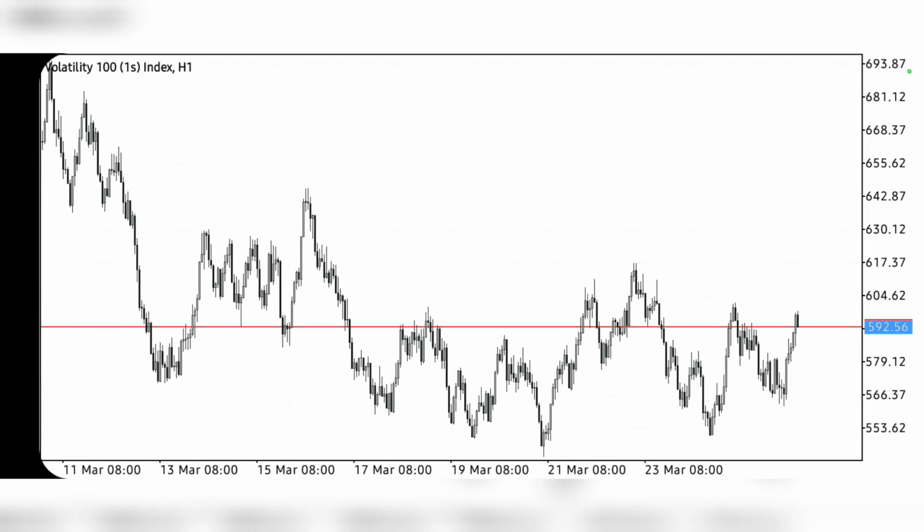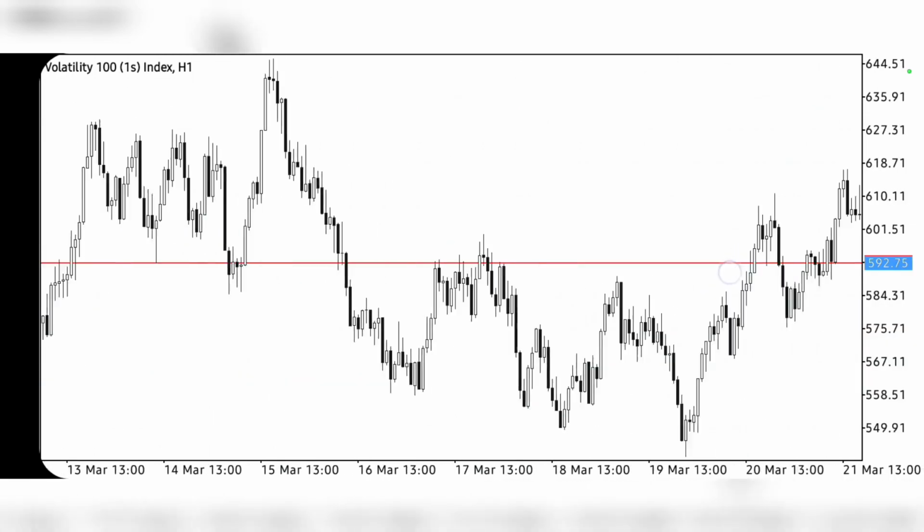So when we talk about POI, like I said earlier, make sure that the POI you are marking out takes out liquidity. And aside from taking out liquidity, make sure that that POI carries a fair value gap, meaning it carries an imbalance. So I'm going to be giving you an example of this.